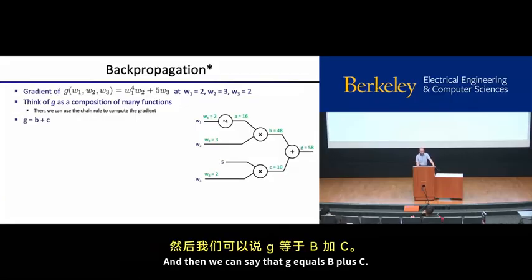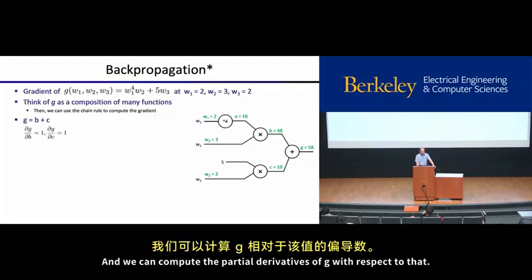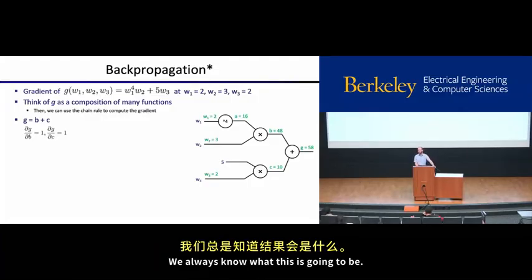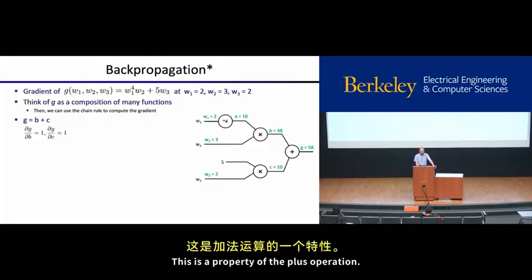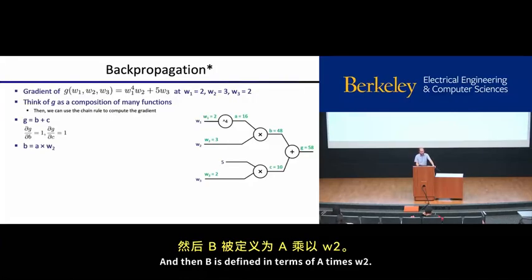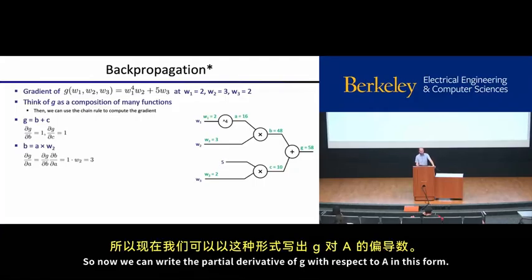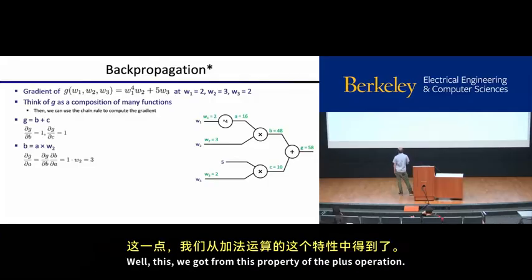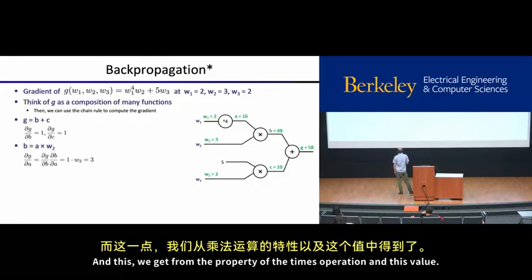And then we can say that G equals B plus C, and we can compute the partial derivatives of G with respect to that. And this is straightforward. This is a simple operation. We always know what this is going to be. This is a property of the plus operation. It doesn't matter what the inputs are. And then B is defined in terms of A times W2. So now we can write the partial derivative of G with respect to A in this form. So we have the partial of G with respect to B times the partial of B with respect to A. Well, this we got from this property of the plus operation, and this we get from the property of the times operation and this value.